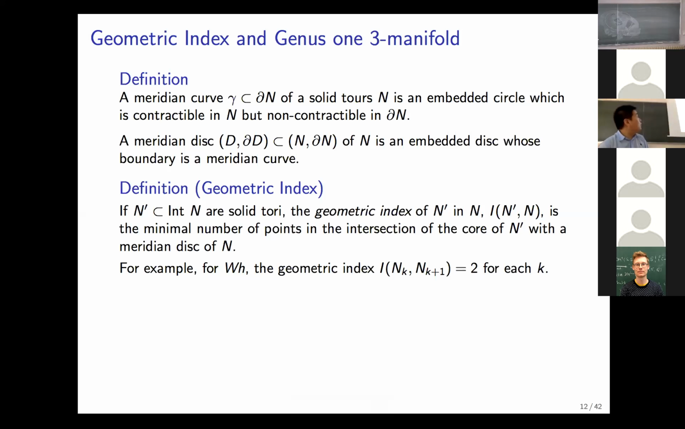Now the other definition, the other notation, is the geometric index. If we have two solid tori N prime and N, and N prime is a subset of the interior of N, the geometric index of N prime in N is the minimum number of points in the intersection of the core of N prime with the meridian disk of N.